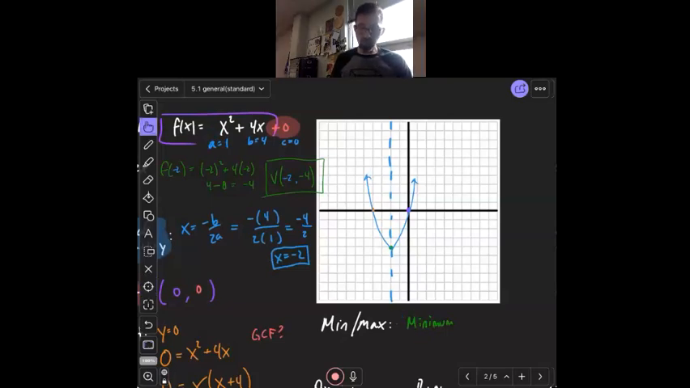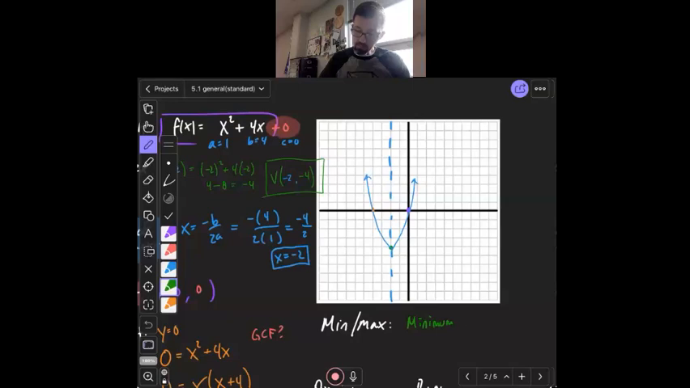Okay? Now, what is that minimum value? Okay. Well, the lowest value that it hits is -4. Where did we get that -4 from? Right here. That's the y value of the vertex. So it's a minimum at -4. Okay.